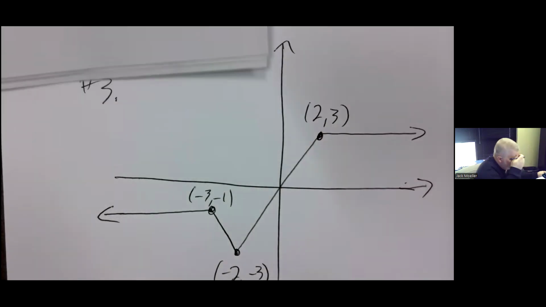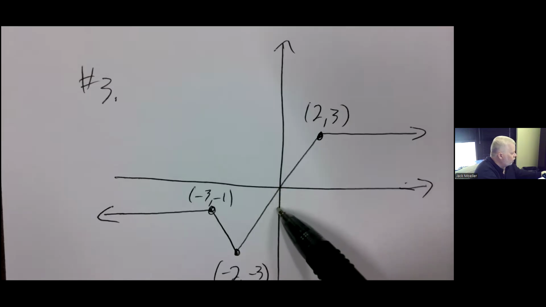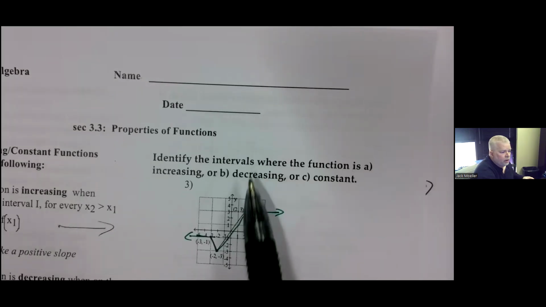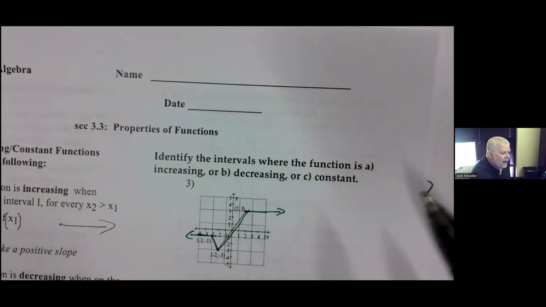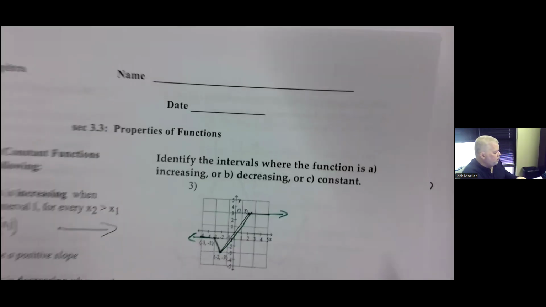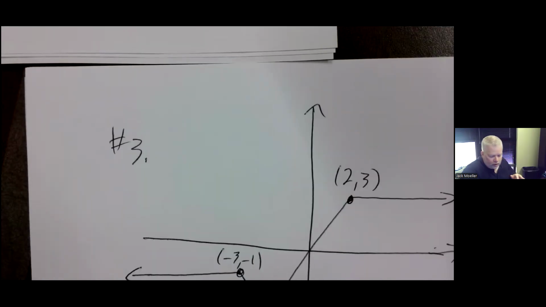And the reason it's not important is because, yes, that's an intercept, but what we're talking about now is where is it increasing, decreasing, or constant. So we really just need to know where does it change from those different categories. All right, so first of all, just make sure we can identify the overall picture.